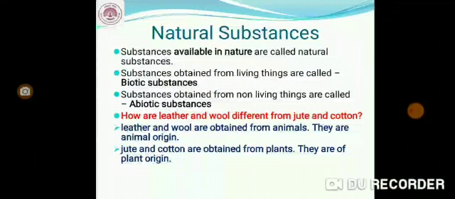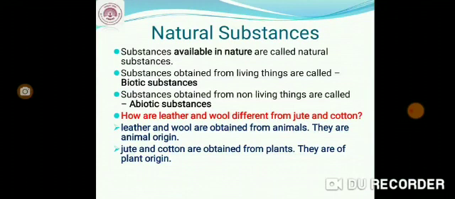We saw in the last slide. It is cotton, jute, leather. Yes or no? Okay. And the substances obtained from non-living things are called abiotic substances. What are the examples of it? Soil and water. Okay. I hope everything is clear up till here. Let's move on to the next part.